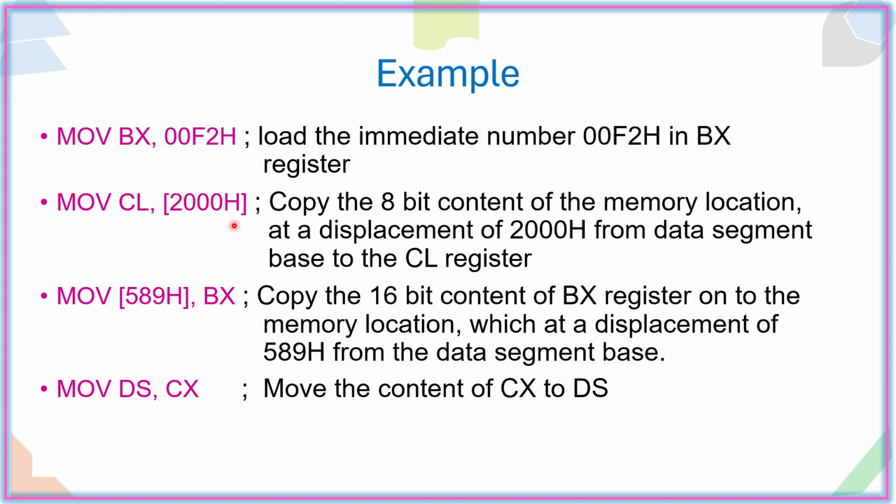Likewise, here the square box represents that this is not a value, this is not a content or a register. The content or data in this 2000H, which represents an address, will be moved to the CL. Likewise, here the content inside this BX register will be moved to the data segment base 589H. Here again, the content inside the CX will be moved to DS.